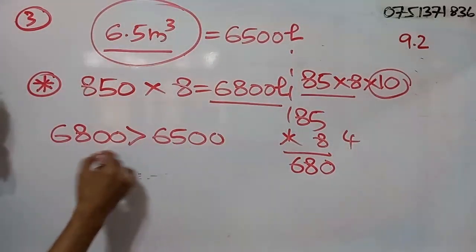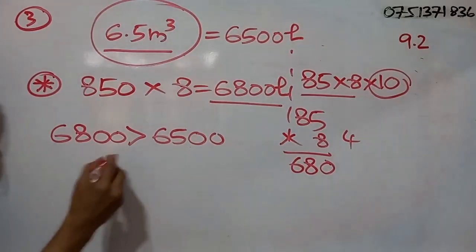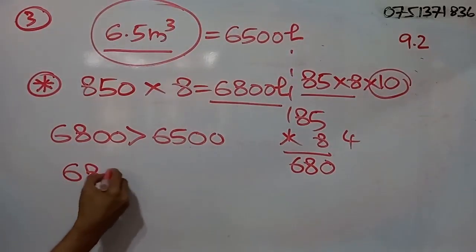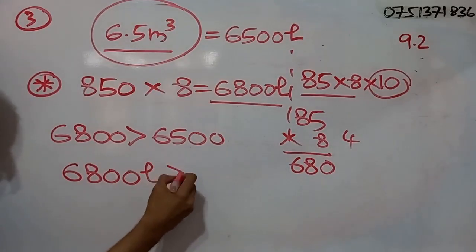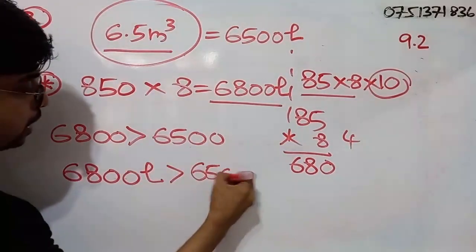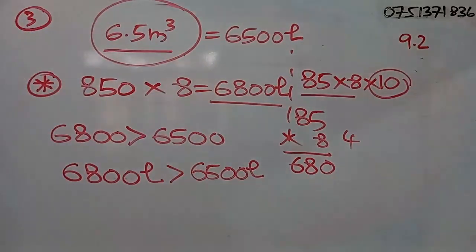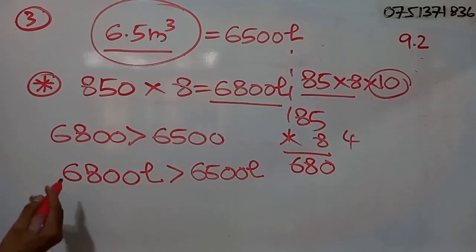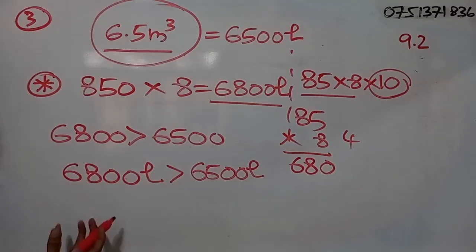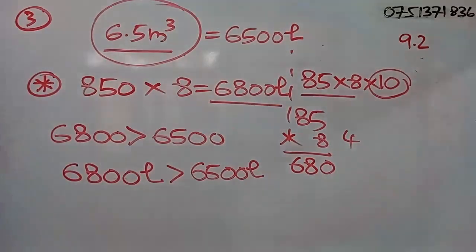Then you have to show this inequality. So it would be better if you use liters also. So 6,800 liters is greater than 6,500 liters. Right? So therefore, you have to say, because of that, the amount of fuel is not enough. So you have to write it in words.